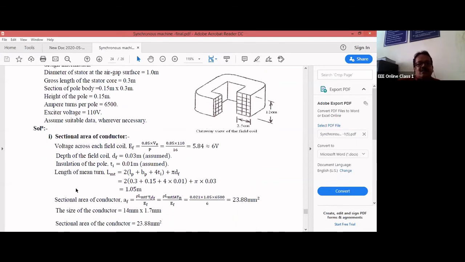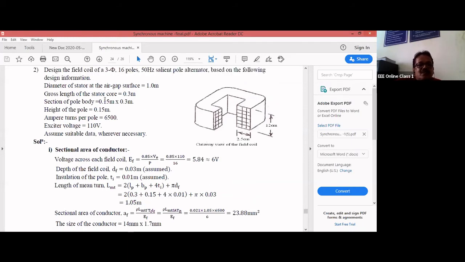Calculate the length of mean turn, using the same formula as I taught earlier: 2 into (LP plus BP) plus 4TI plus pi into TF. Substitute here. LP, the length of the pole, is 0.3. Width of the pole is 0.15. TI assumed here is 0.01. TF, the depth of the field winding, is assumed 0.03.